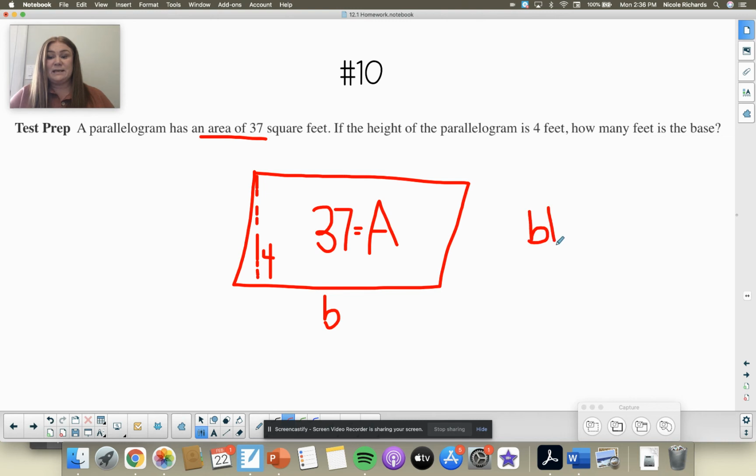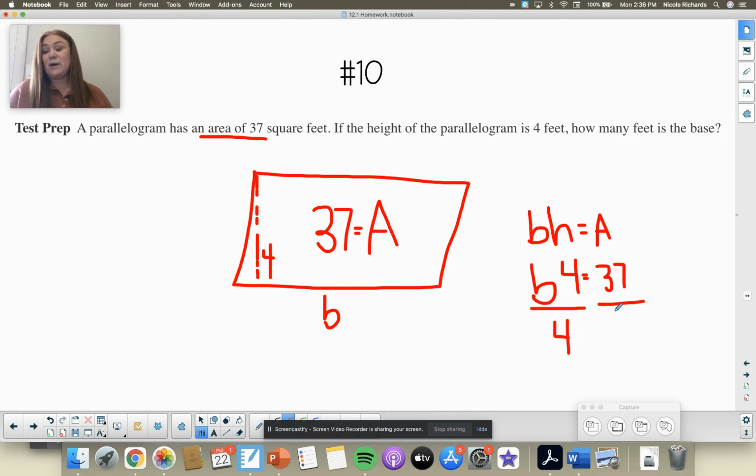Area, so base times height equals area. We know the area is 37. We know the height is 4, and we are looking for the base. B times 4 equals 37. So we want to do the opposite of multiply to get B all by itself. So we're going to divide by 4 on both sides to keep our equation the same. So the 4's by the B cancel out. So we're just left with 1B.